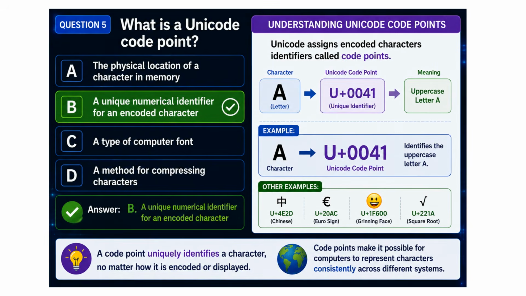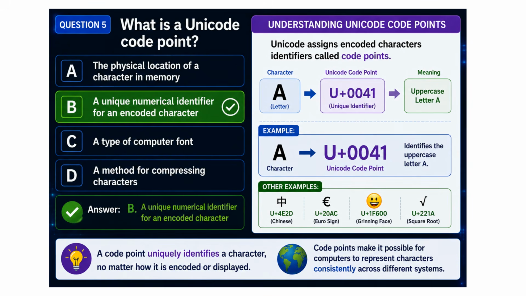Question 5. What is a Unicode code point? The correct answer is B. A Unicode code point is a unique numerical identifier for an encoded character. For example, consider the uppercase letter A. Unicode identifies this character using the code point U+0041. This code point tells the computer exactly which character it represents.